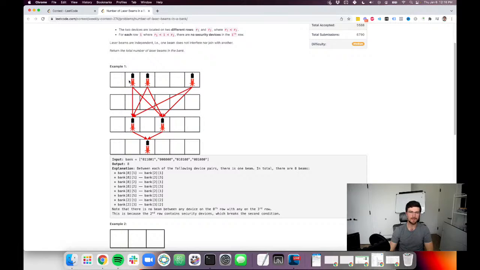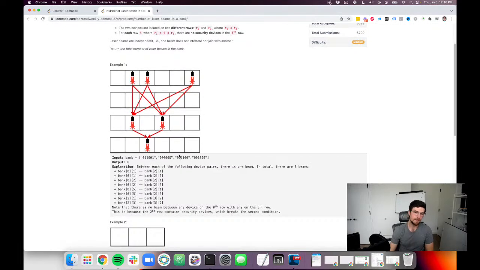Like in this case, we have 3 in this row and 2 in this row, which means that we have 3 times 2 different connections, right? Because all 3 of these in the first row connect to all 2 in the second row. If we count them, we get 1, 2, 3, 4, 5, 6, which makes sense. And in this other example, we have these 2 on row 3, and we have 1 on row 4, so they both connect, so you get 2 times 1, or 2. And in terms of the total number, we can just count those up.